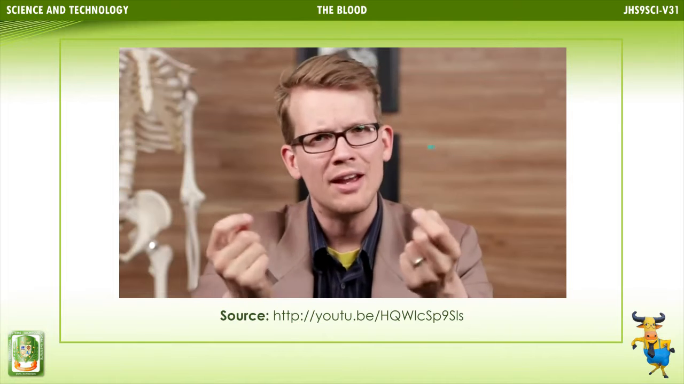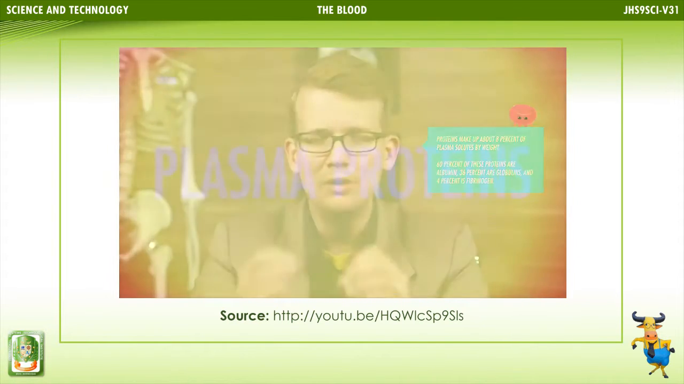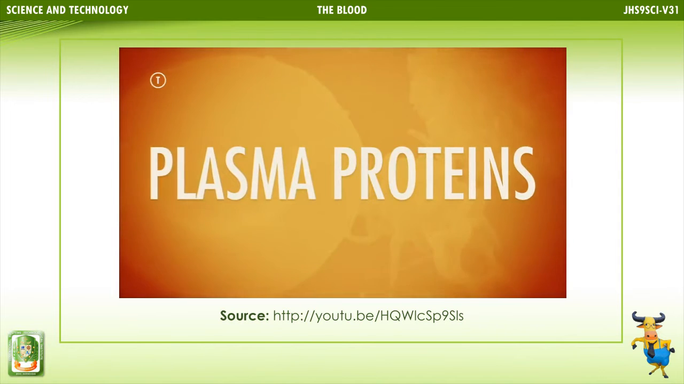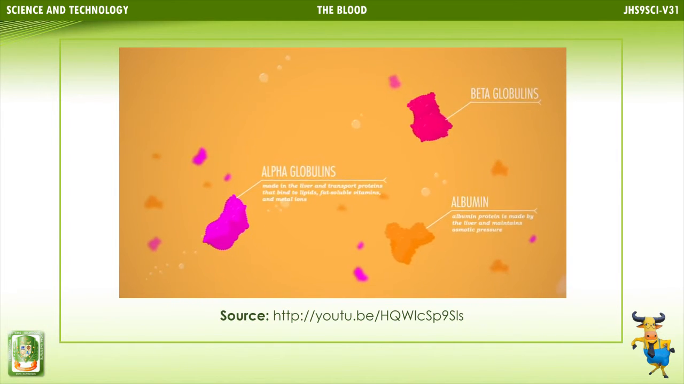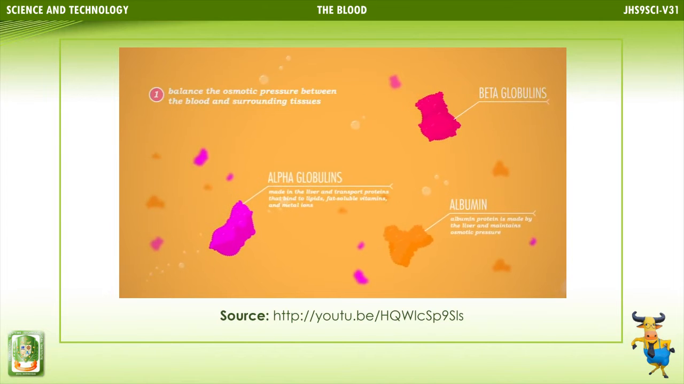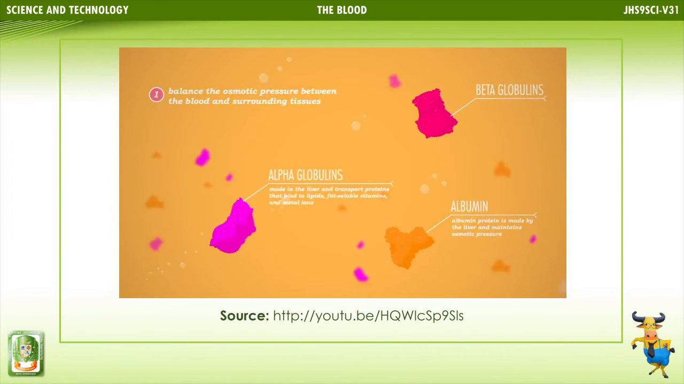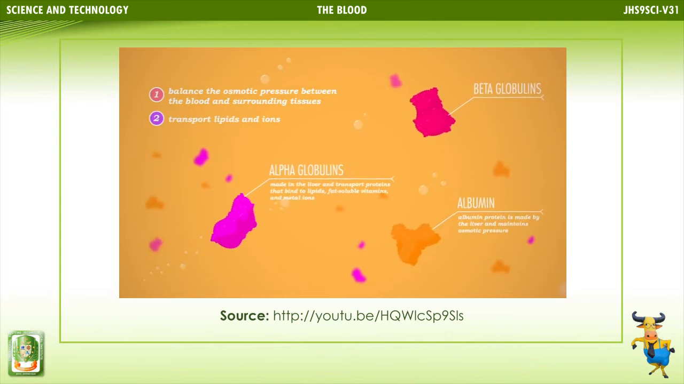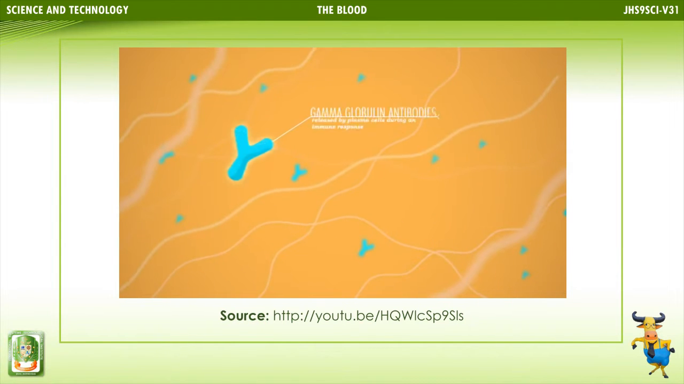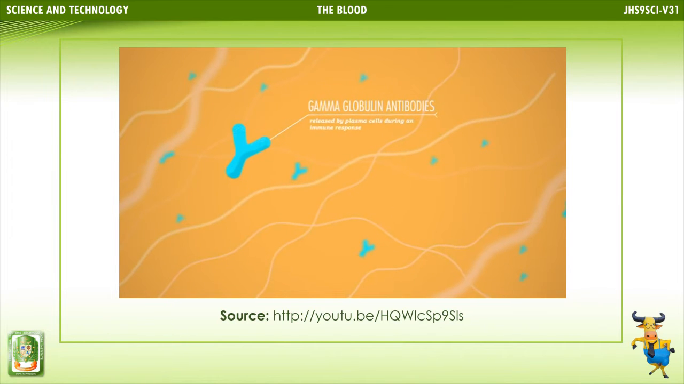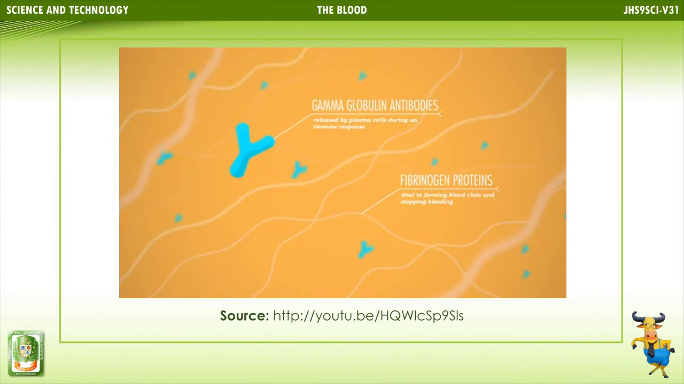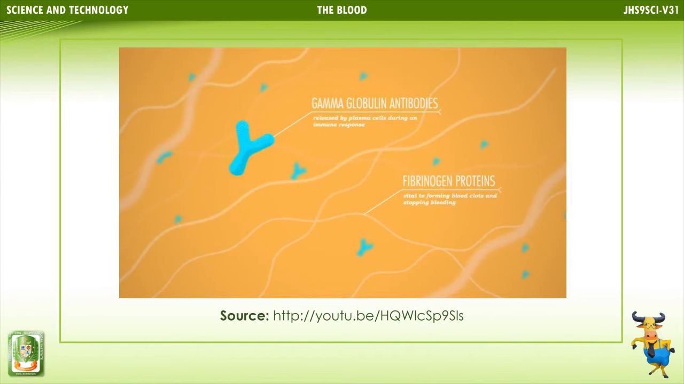But when measured by weight, the bulk of the solutes in your blood are really the plasma proteins. Most of these proteins, like albumin and alpha and beta globulins, are made by the liver and do things like balance the osmotic pressure between the blood and surrounding tissues and transport lipids and ions. Others run defense for you, like the gamma globulin antibodies that are released by plasma cells during an immune response, or fibrinogen proteins, which are vital to forming blood clots and stopping bleeding.